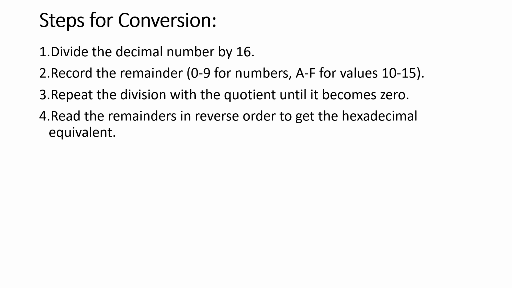Based on these steps only, we solved the previous example for decimal to hexadecimal. That's the reason we divided by 16 and recorded the remainders until we received 0, and read the remainders in the reverse order to get the hexadecimal equivalent.